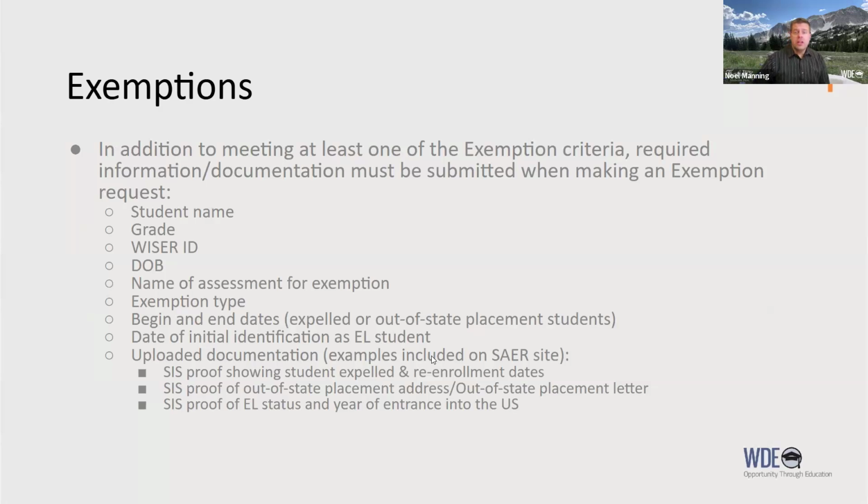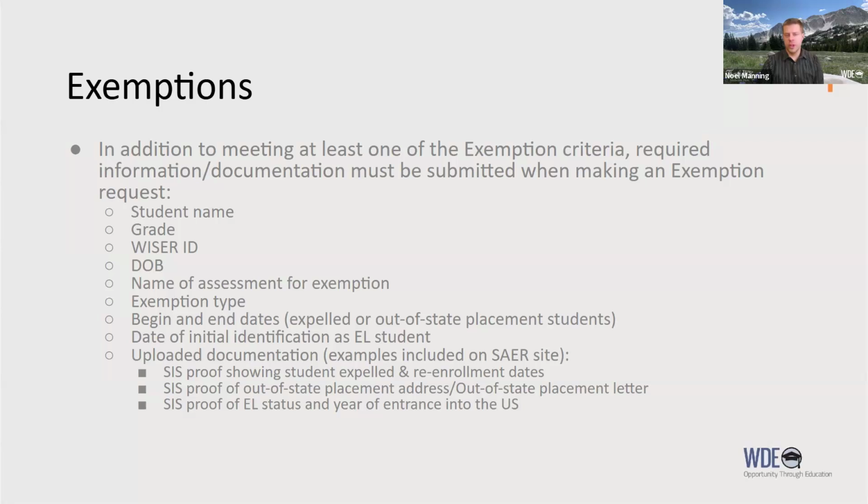In addition to meeting at least one of the exemption criteria, there is required information or documentation that must be submitted when making one of these exemption requests. So for example, all of this information: the student name, the grade, the WISER ID, the date of birth, the name of the assessment for exemption, the type of exemption, the begin and end dates.